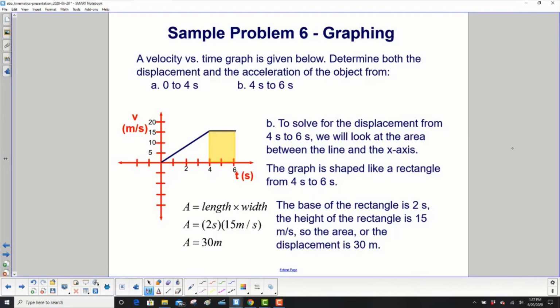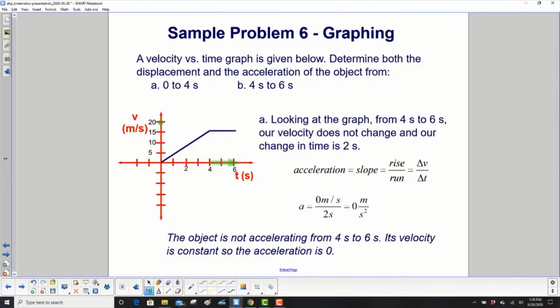Part B, solve for the displacement from 4 seconds to 6 seconds. So what's the area between the line and the x-axis? Oh, there it is. It's shaped like a rectangle from 4 to 6 seconds. The base is 2 seconds. The height of the rectangle is 15 meters per second. So the area, or the displacement, will just be the length times the width. 2 seconds times 15 meters per second. Seconds cancel out, and we're left with 30 meters. That's the displacement.